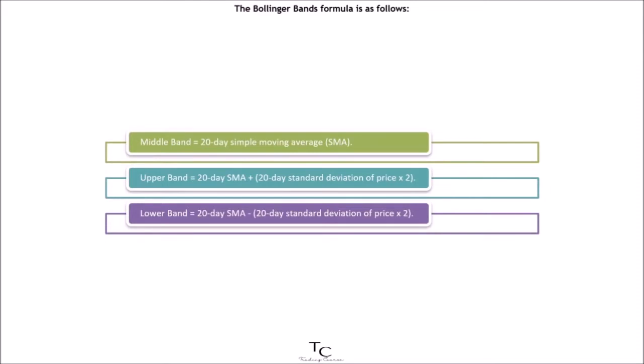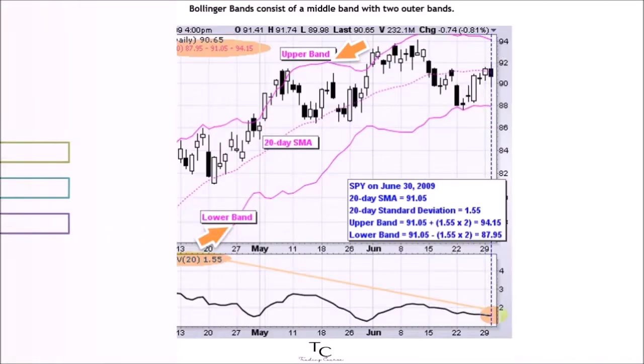Middle band equals 20-day simple moving average, or SMA. Upper band equals 20-day SMA plus 20-day standard deviation of price, multiplied by 2. Lower band equals 20-day SMA minus 20-day standard deviation of price, multiplied by 2.